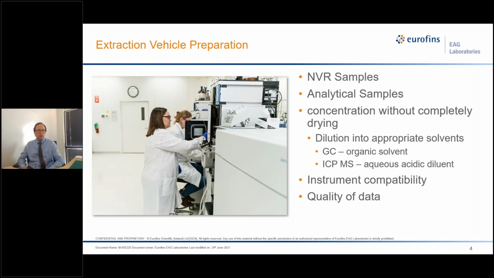For example, GC requires a portion of an organic solvent for analysis, and so we may dilute it in an alcohol to make it more appropriate for analysis by the instrument. ICP-MS needs an aqueous acidic diluent. So there'll be some sample handling here, and the purpose of this is to render the samples compatible with the instruments that they're going to be analyzed by and to ensure the quality of the data.